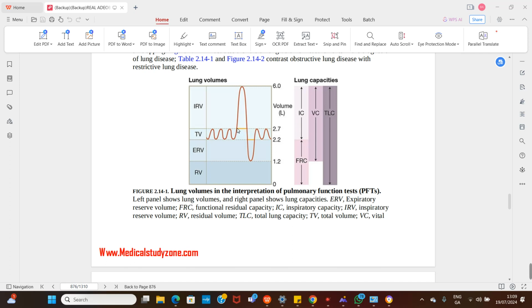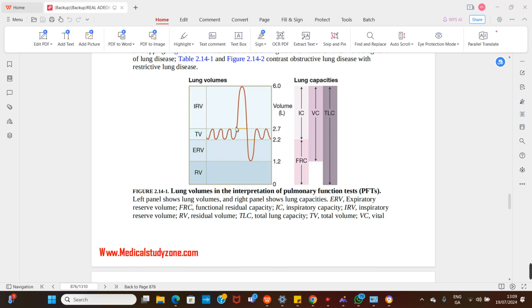Because if you do the inspiratory reserve volume, you can take the lung volume to the maximum. So to get that, you just look at the difference between this 6 and your 2.7. That's going to give you your inspiratory reserve volume because it's represented from here to here. So that's about 3.3 liters if you calculate it.